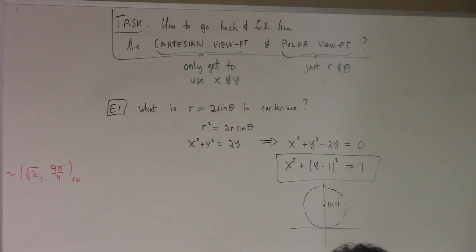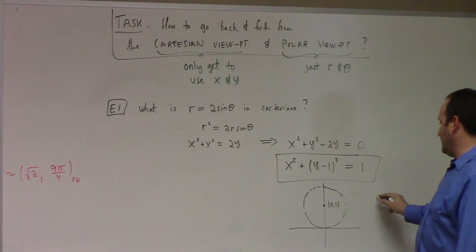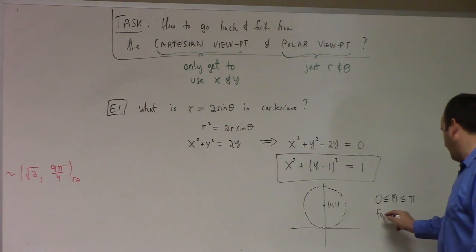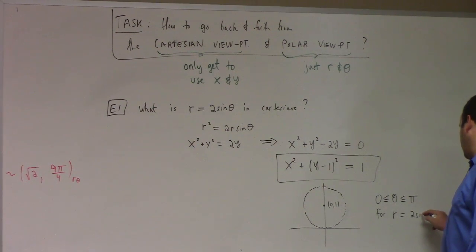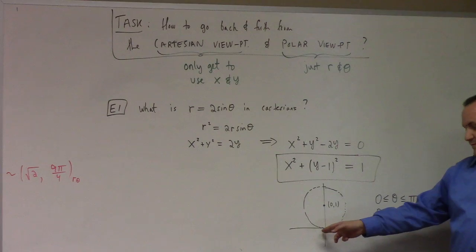It's kind of funny. What happens here if you let theta go from 0 to pi? Suppose you think about theta greater than or equal to 0 and less than or equal to pi for r equals 2 sine theta. It's not hard to see that that gets this whole circle, doesn't it? Because if I put theta equals 0, it gives me r equal to 0, which is my starting point, right?